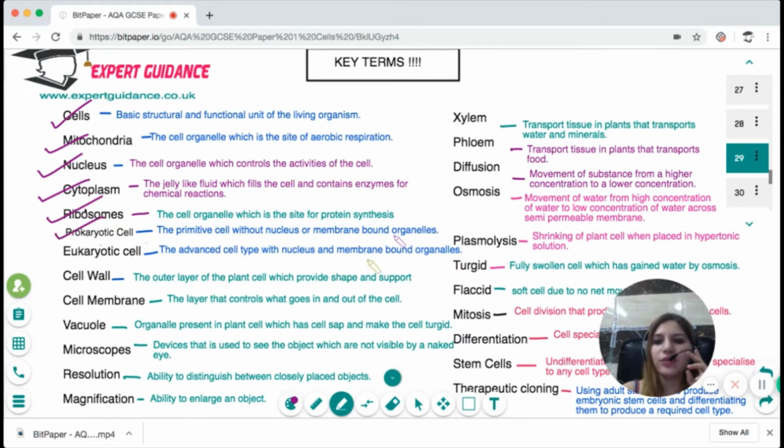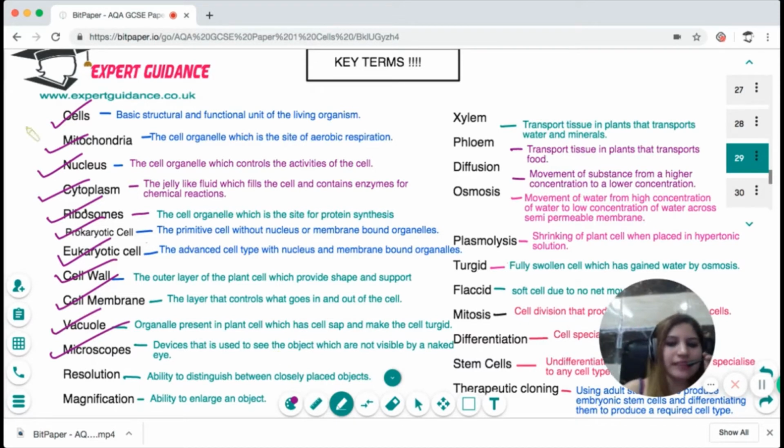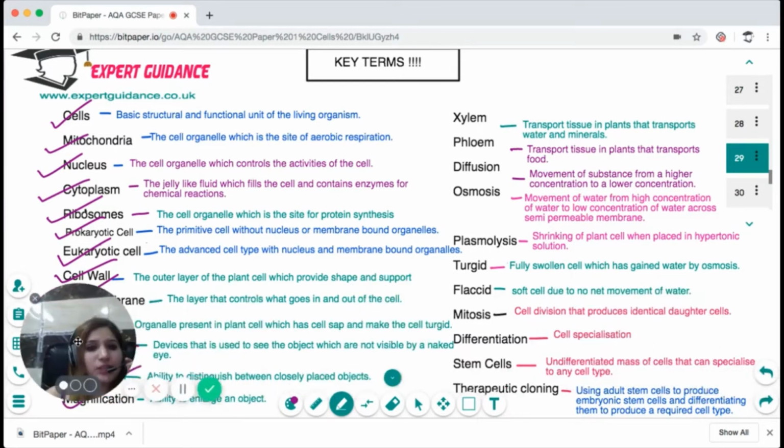Prokaryotic cells are the primitive cell without nucleus or membrane-bound organelles. Eukaryotic cells are the advanced cell type with nucleus and membrane-bound organelles. Cell wall is the outer layer of the plant cell, which provides shape and support to the plant. Cell membrane is the outer layer that controls what goes in and out of the cell. Vacuole is an organelle present in the plant cell, which has cell sap and makes the cell turgid. Microscope is a device that is used to see the objects which are not visible by the naked eye. Resolution is the ability to distinguish between two closely placed objects. Magnification is the ability to enlarge an object.